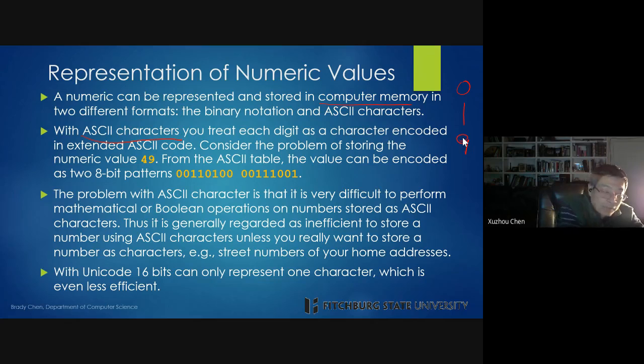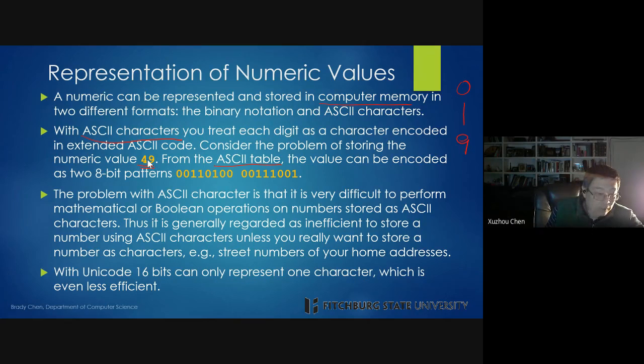So if I ask you to store a value 49, now looks like we have two ways to represent 49, right? One way is just the one we used before. We can directly convert the decimal number 49 into a binary number. Another way is something we just learned today. In the ASCII table, you can represent digits using the ASCII code. So we can find out what the character 4 is if we treat the number 4 as a character.